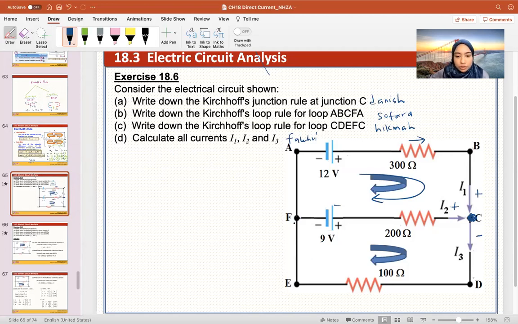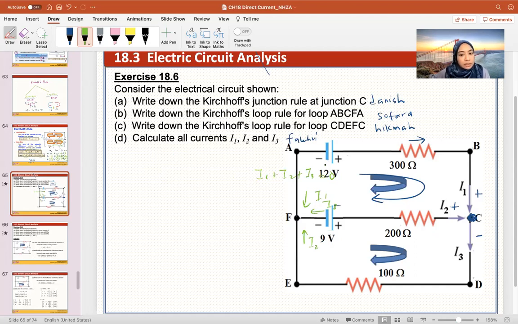If I were to choose junction F and say randomly that I1 is going in, I2 is going in, I3 is going in, I can. My equation becomes I1 plus I2 plus I3 equals 0. You can do it, and then your answer will tell you if your direction is correct or not.